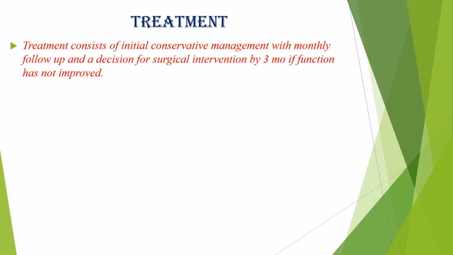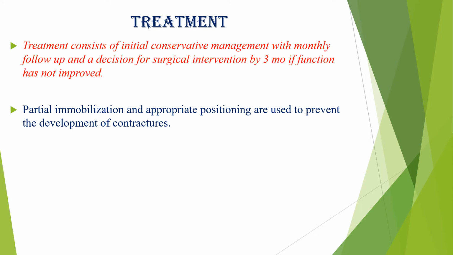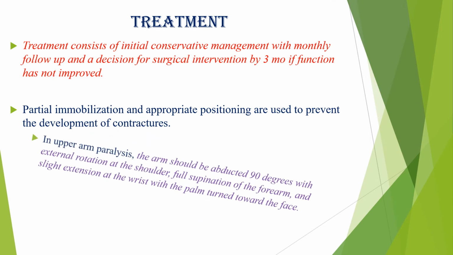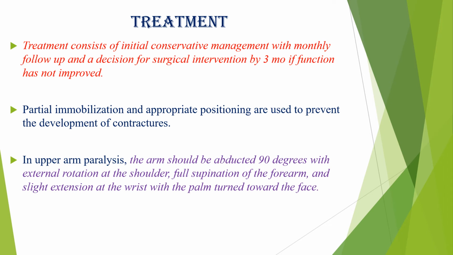Regarding treatment, it consists of initial conservative management with monthly follow-up and a decision for surgical intervention by 3 months if function has not improved. Partial immobilization and appropriate positioning are used to prevent the development of contracture. In upper arm paralysis, the arm should be abducted 90 degrees with external rotation at the shoulder, full supination of the forearm, and slight extension of the wrist with the palm turned towards the face.